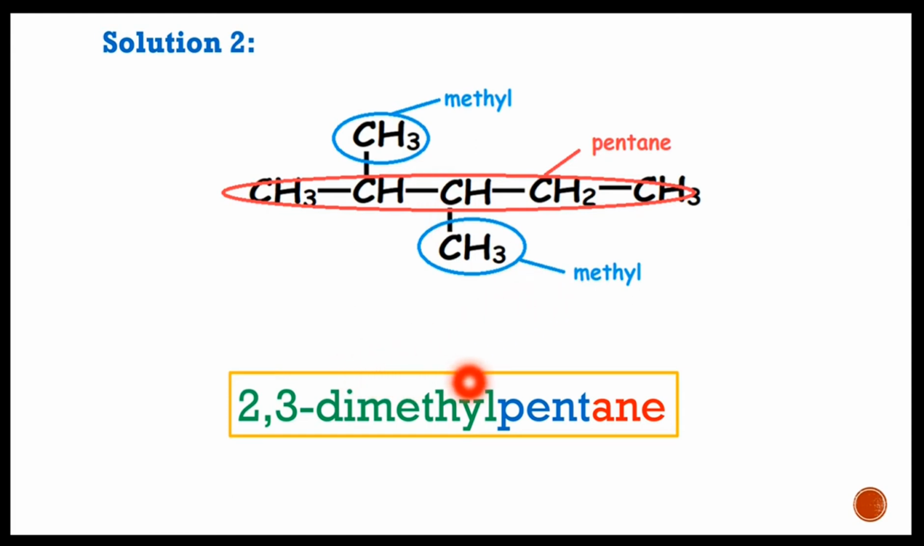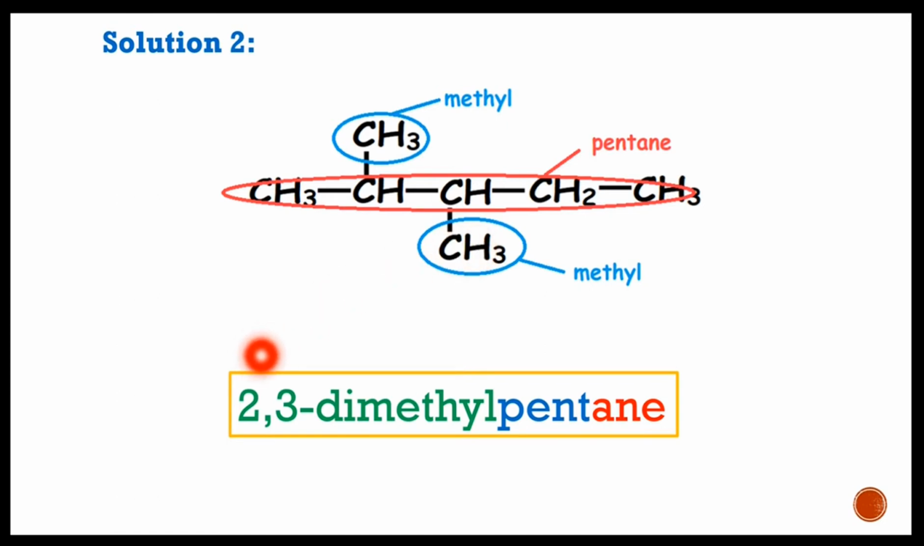So dimethyl. And then you have to show the location numbers for each of the methyl. So the first one, when you count from here, 1, 2, has a location of 2. It's on the second carbon atom in the parent chain. And the next one is on the third carbon in the parent chain.